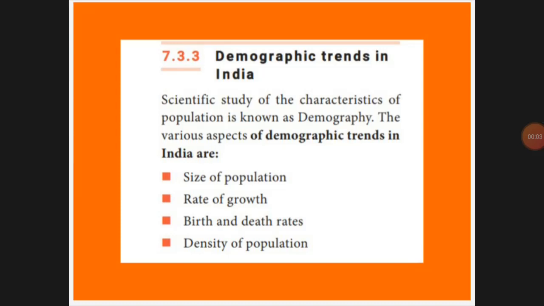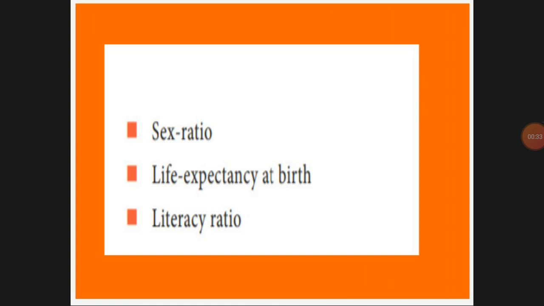Good morning, students. We'll continue with the 11th Standard Economics, Chapter 7, Indian Economy. In that, the next topic is demographic trends in India. In the sense, a scientific study of population is known as demography. On the basis of that, it is categorized as size of population, rate of growth, birth and death rate, density of population, sex ratio, life expectancy at birth, literacy ratio.